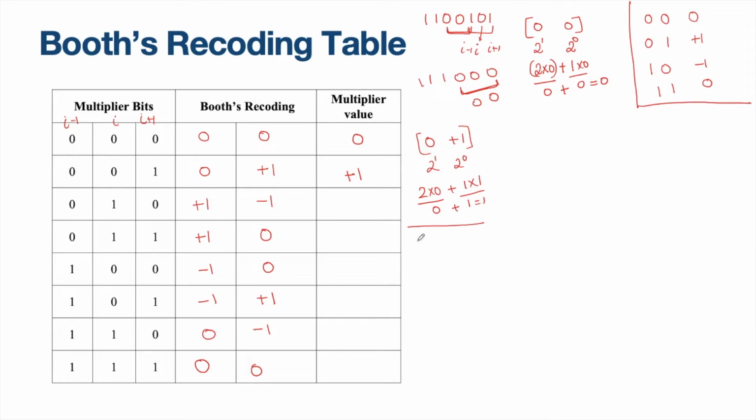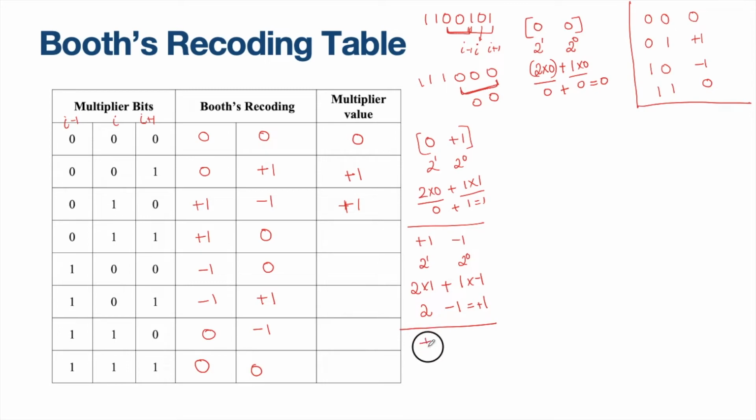Now the other combination, plus 1 minus 1, therefore this should be 2 to the power 0, 2 to the power 1. So 2 into plus 1 plus 2 to the power 0 is 1, 1 into minus 1. So 2 into 1 will be 2, 1 into minus 1 will be minus 1, therefore I am making it as minus 1. 2 minus 1 is 1, it should be plus 1 again. So this is plus 1.